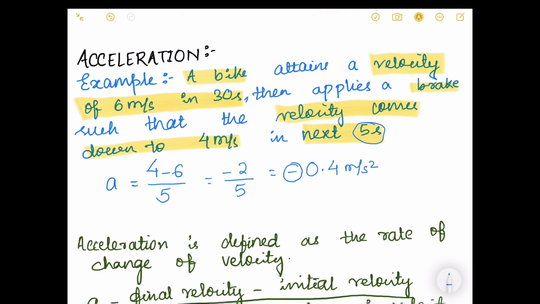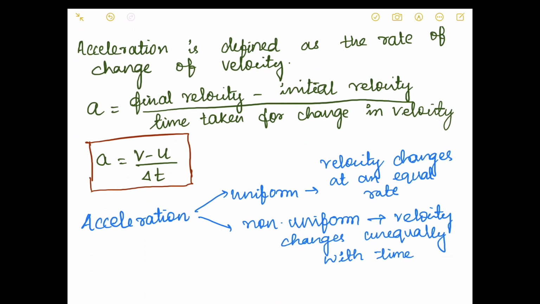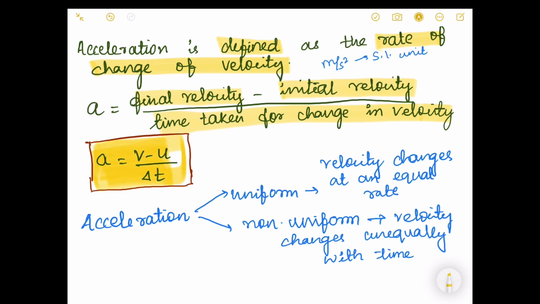Minus sign suggests that there is deceleration, that is the body has applied brakes and it is coming towards rest, or it has slowed down its speed. So acceleration is defined as the rate of change of velocity. The SI unit of acceleration is meter per second square, equal to final velocity minus initial velocity by time taken for change in velocity. So A can be written as V minus U by delta t, where delta t is nothing but the change in time.